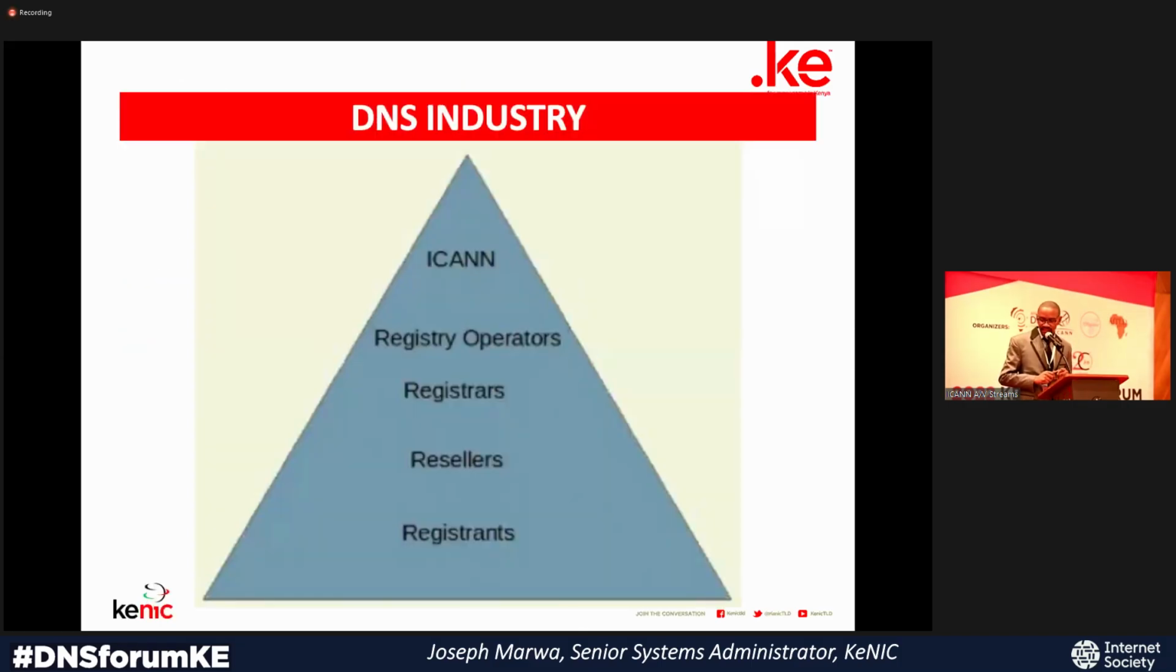Okay, so as I said, this is basically how the DNS industry looks. You have ICANN, you have registry operators, the gTLDs and ccTLDs. We have what you call registrars, and then based on the market, you also have resellers and then registrants. Registrants are the owners of the domain. So if your name is, say, Joseph, and you go register www.joseph.co.ke, you are the owner of the domain. And as KeNIC, we operate on a 3R model. The next slide will describe that.